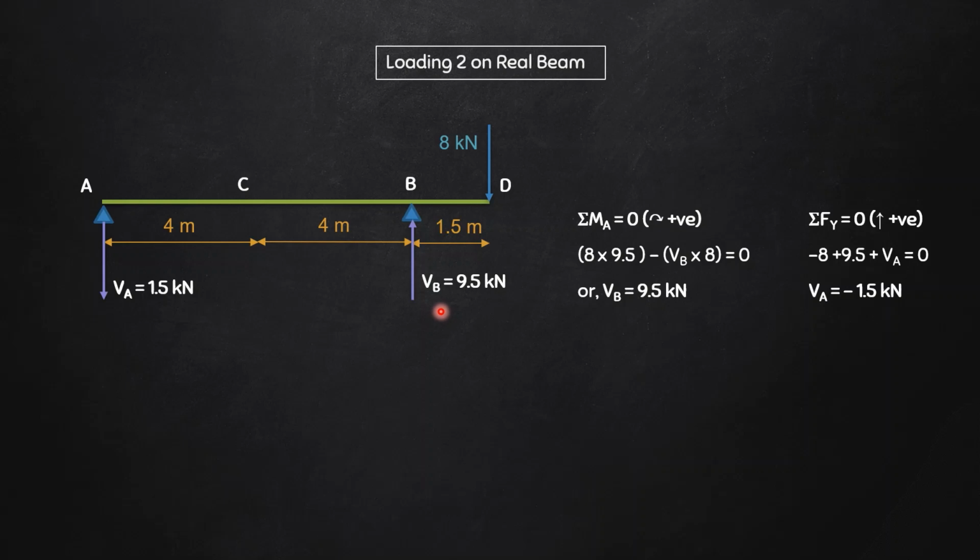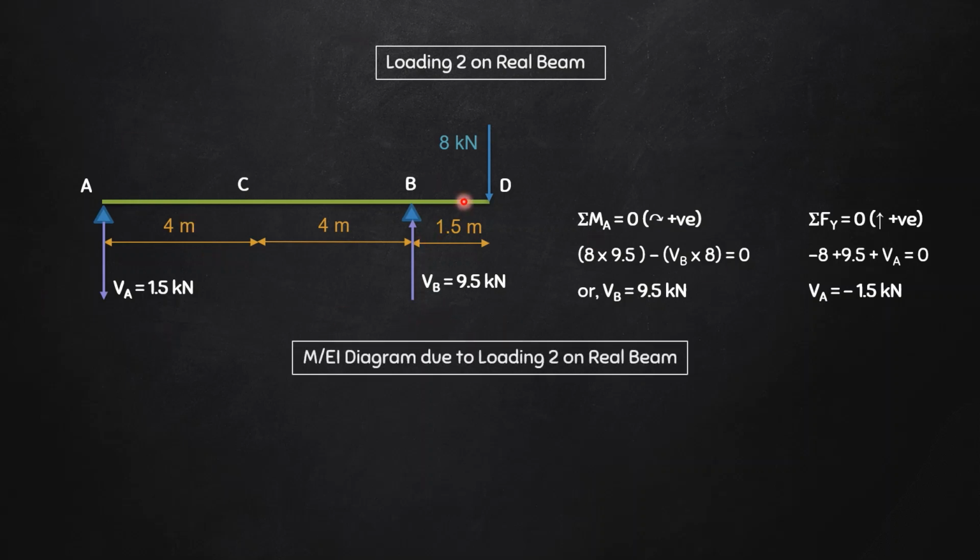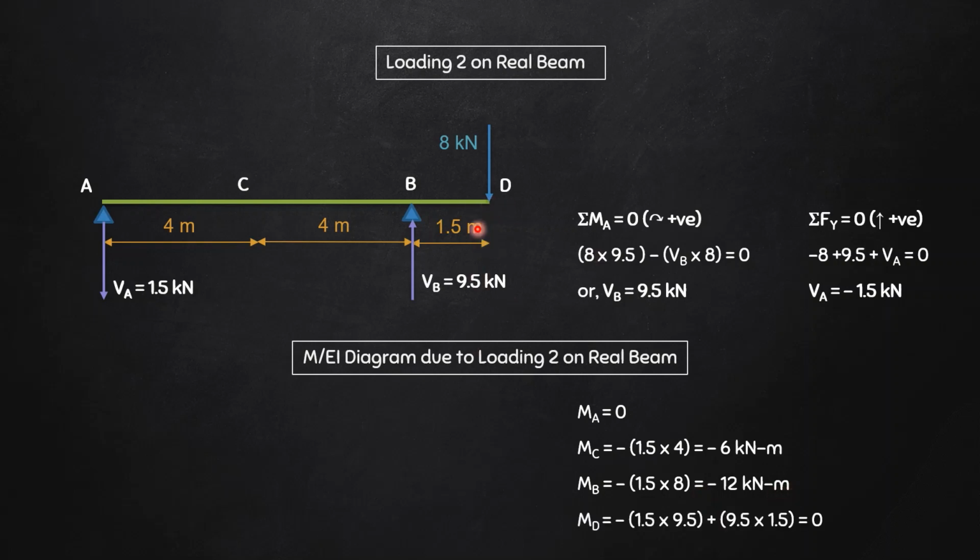All right, now this is enough for me to draw the M by EI diagram due to loading 2 on the real beam. Similarly, I will find out the M values at A, C, B and D. So moment at A, obviously end hinge support is here, so MA will be equals to 0. What will be MC? I'm coming from left to right, just see that it will be minus 1.5 into 4, so that is minus 6 kilonewton meter. Next I'll find out at B. It will be minus 1.5 into 8, so therefore it will be minus 12. And needless to say, at D it will be 0, but still I have shown you how it is coming as 0. So again, with the help of these values I can draw the M by EI diagram.